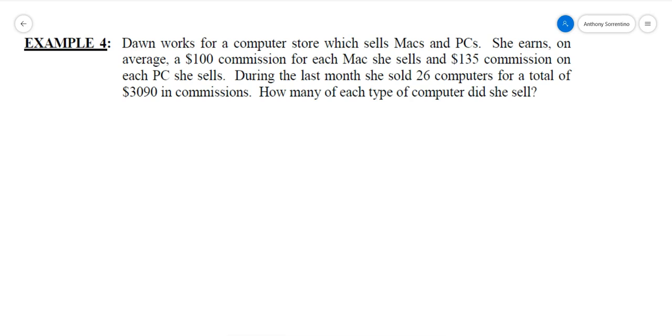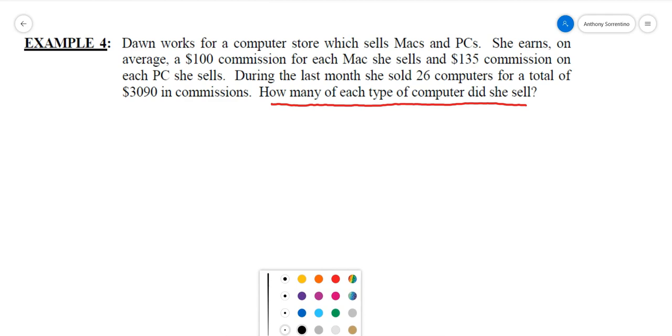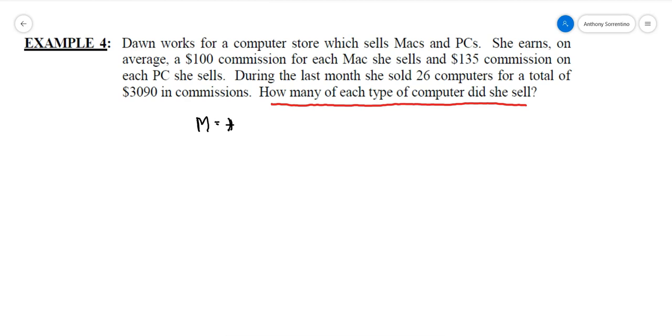Ultimately, what we're looking for here is how many of each type of computer that Dawn sold. So that's what I'm going to let my X and Y be. I'm going to just use M and P. M is going to equal the number of Macs sold, and P is going to be the number of PCs sold. You can make them X and Y, you can make them any letters or symbols you want as long as you know which one represents which.